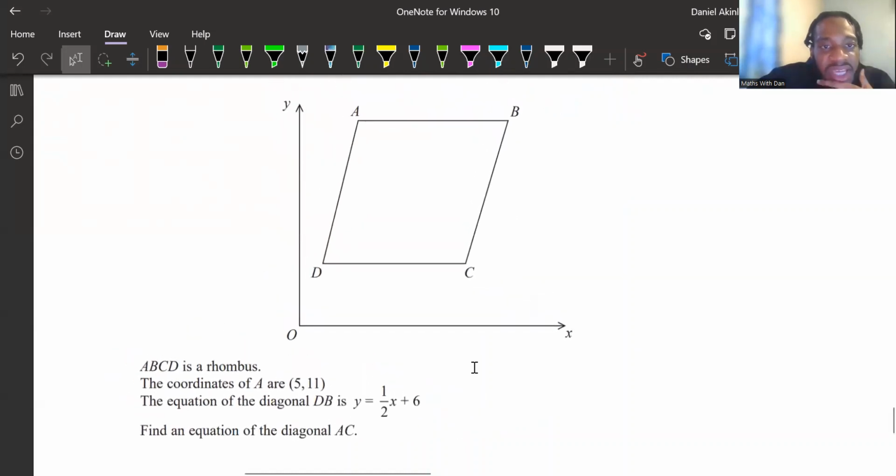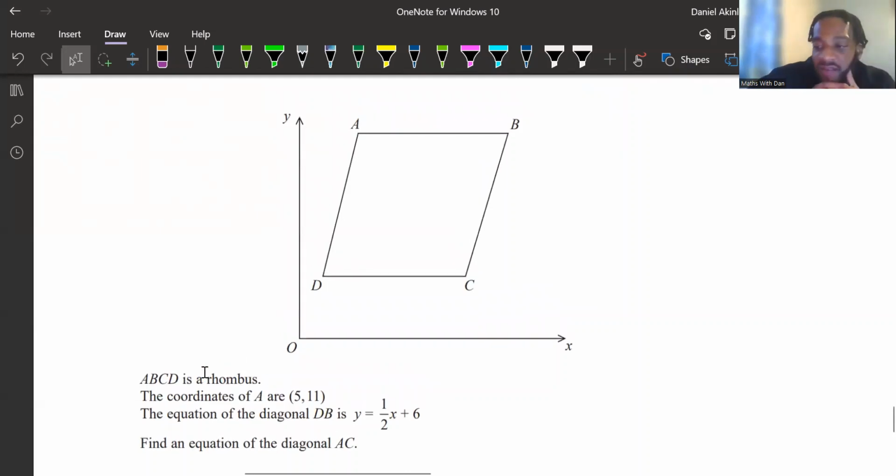It says ABC is a rhombus. And it says the coordinates of A are 5, 11. So what I'm going to do is make a note of that. I'm going to put that on the diagram. So A is here, and these are the coordinates 5, 11, according to the question.